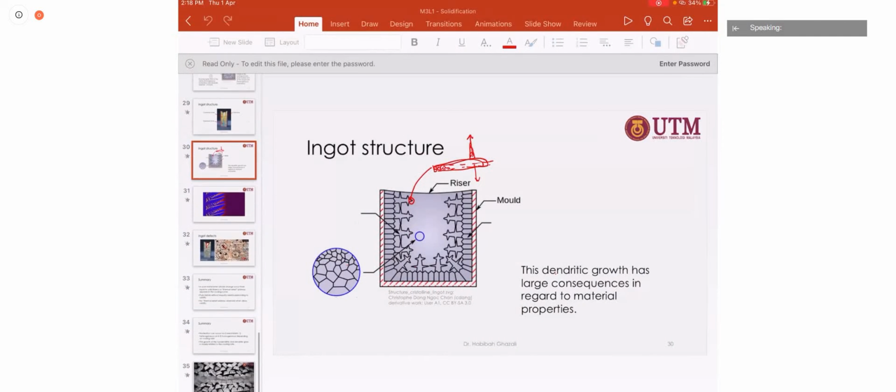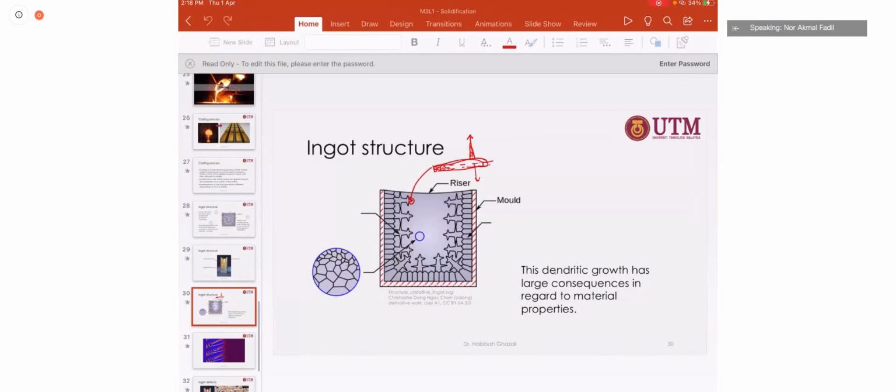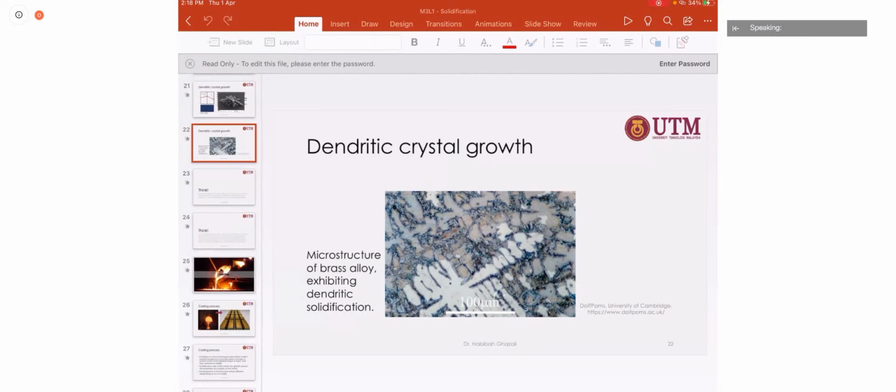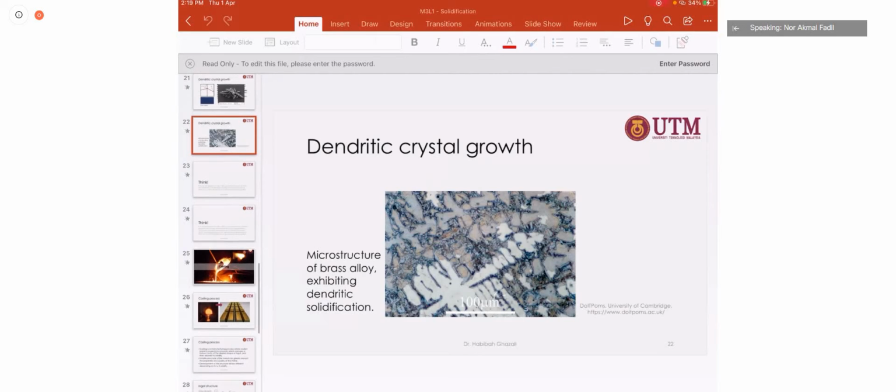This is how the dendrite looks under the microstructure. So you may see that it's forming like the branch of a tree.